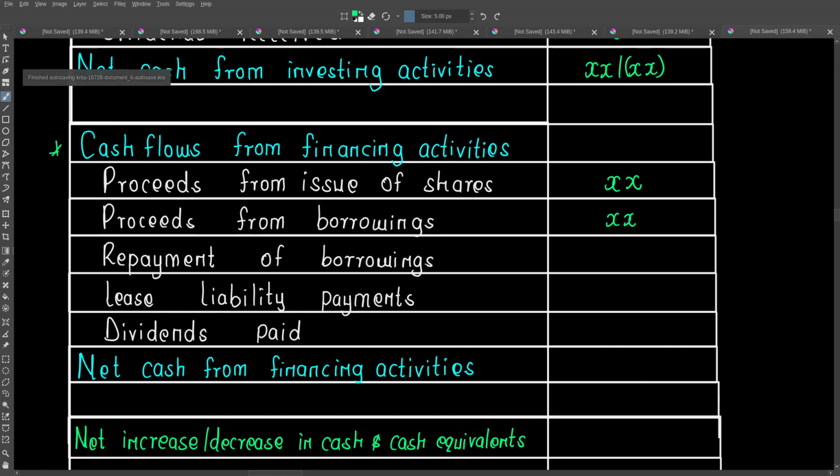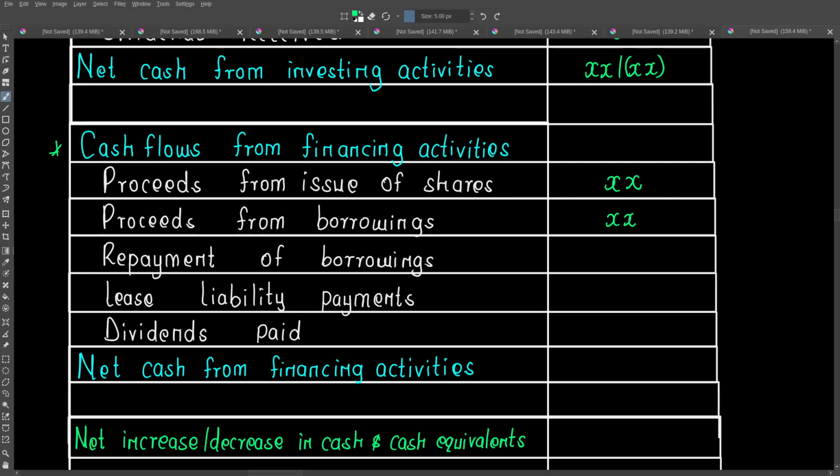Remember, when you borrow, yes, you will have the liability, which you are going to see in your statement of financial position. But as per the cash flow statement, we are only looking at the fact that we have received cash. Because you have taken a loan, we have received cash of this amount.